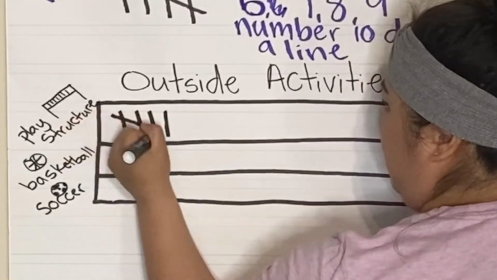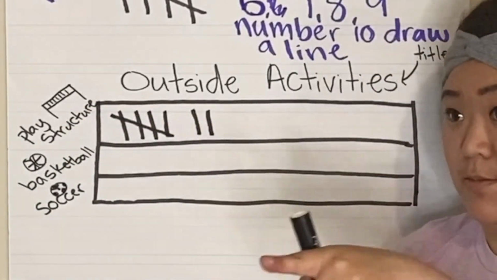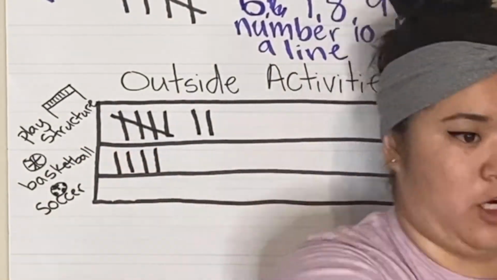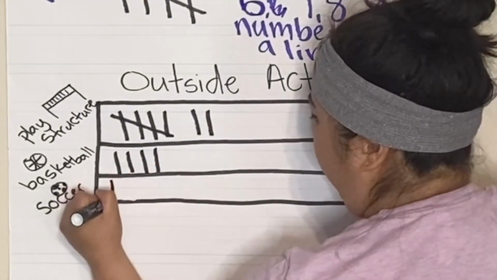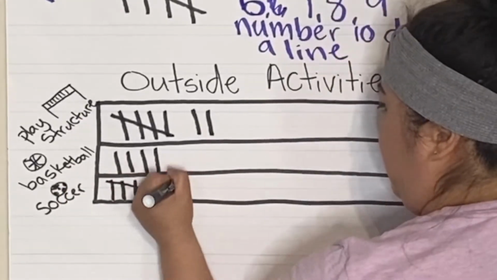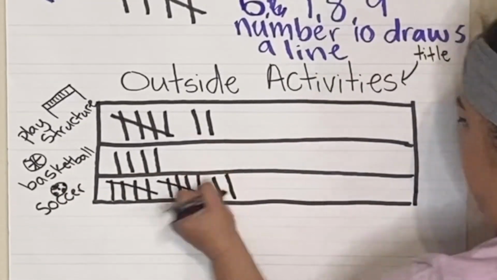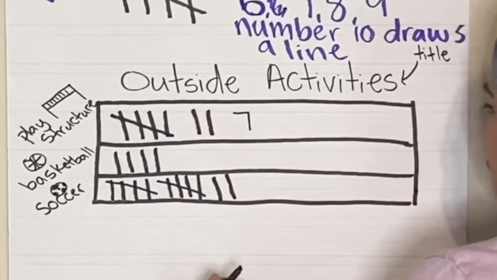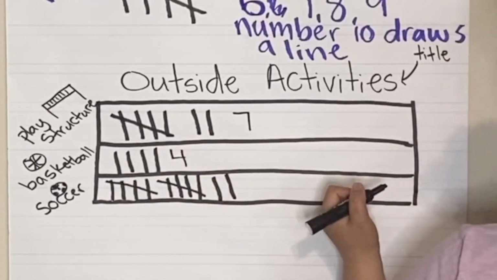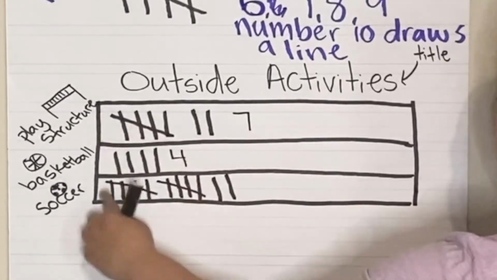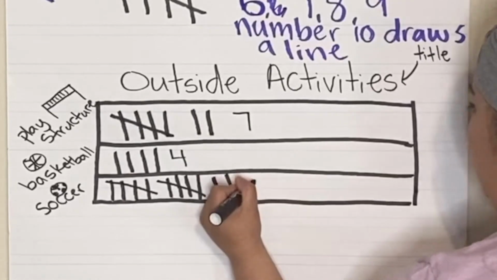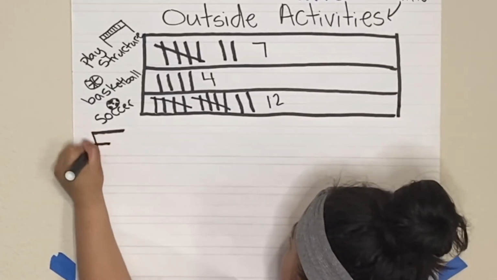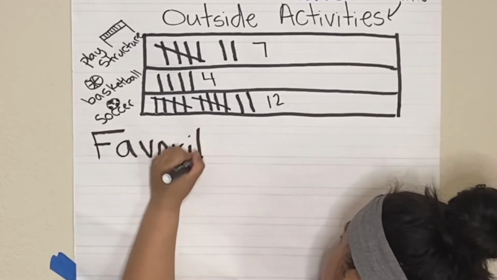1, 2, 3, 4, 5, 6, 7. So 7 people. Who likes basketball? Okay, ready? 1, 2, 3, 4. Soccer? 1, 2, 3, 4, 5. Okay, let's see. 1, 2, 3, 4, 5, 6, 7, 8, 9, 10, 11, 12. 12 people like soccer. So we said 7 for play structure, 4 for basketball, and then we can count by 5s. So 5, 10, 11, 12. So 12 for soccer.